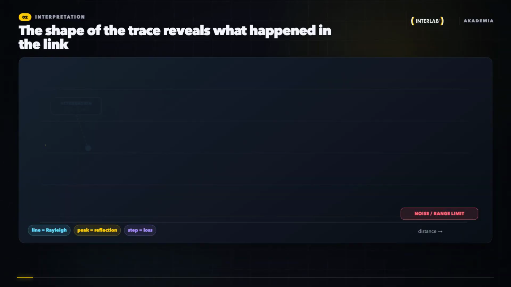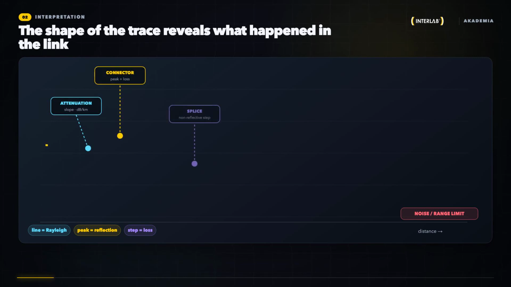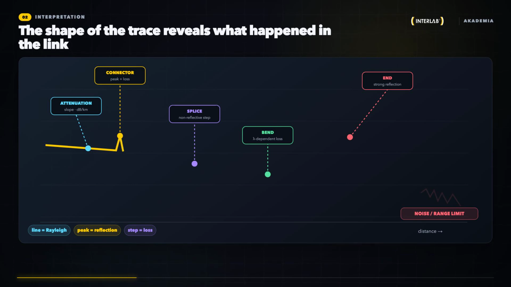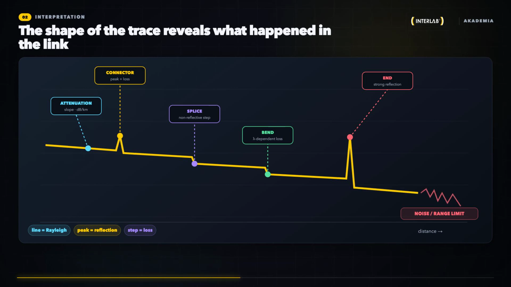Every shape on an OTDR trace carries information. The slope of the line is fiber attenuation, expressed in decibels per kilometer. A downward step is a power loss, for example at a splice or a bend. An upward peak is a reflective event, usually a connector or the end of the fiber. The jagged cloud at the end is noise. The returning signal has become too weak.